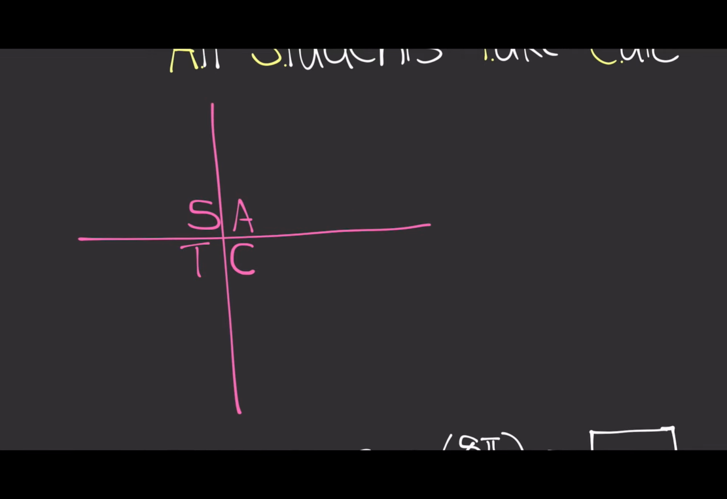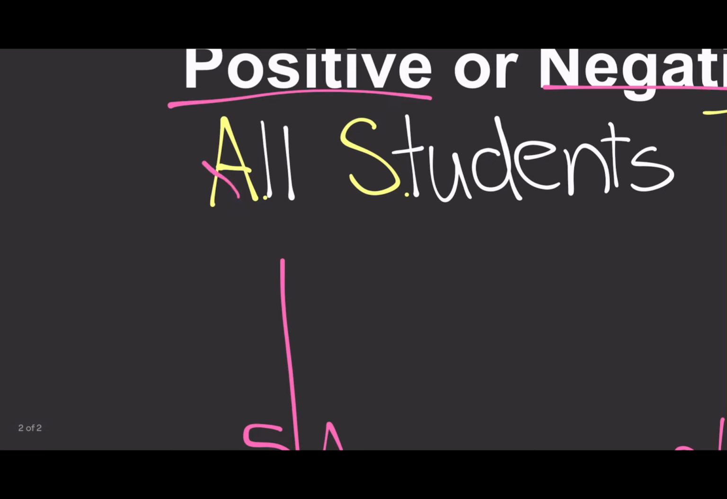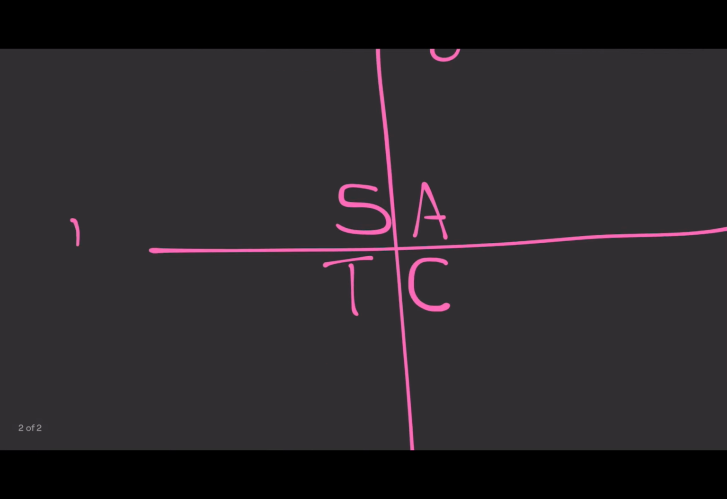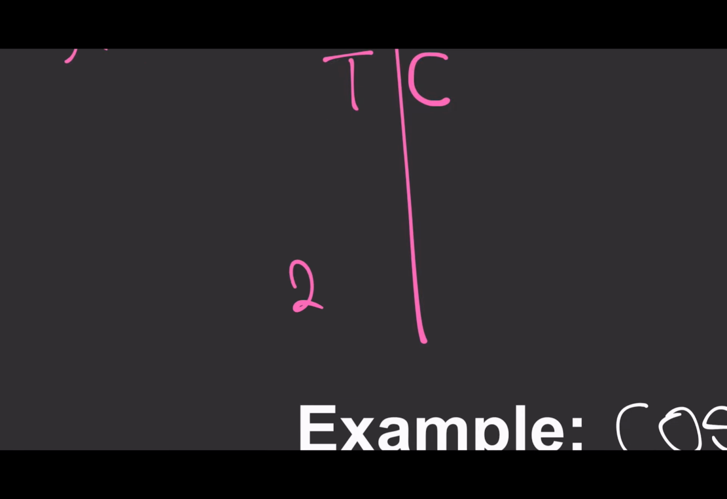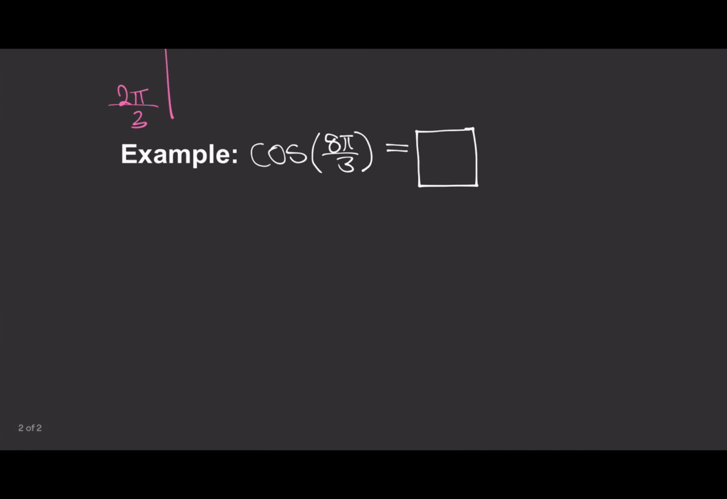I'll just label this graph for you really quickly. 0 or 2 pi, pi over 2, pi, and 3 pi over 2. Okay, so let's go to an example here.